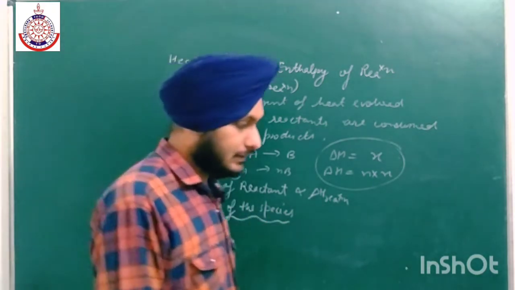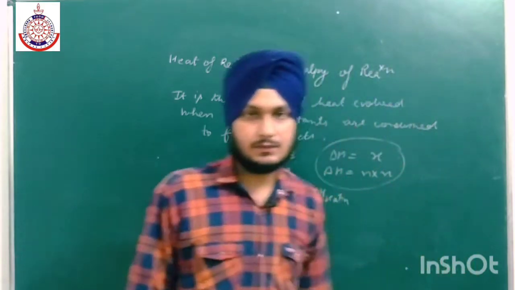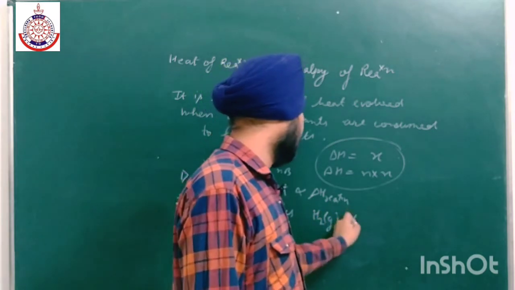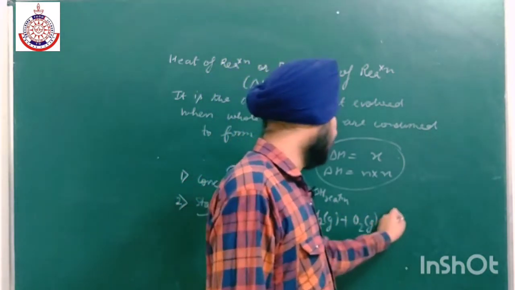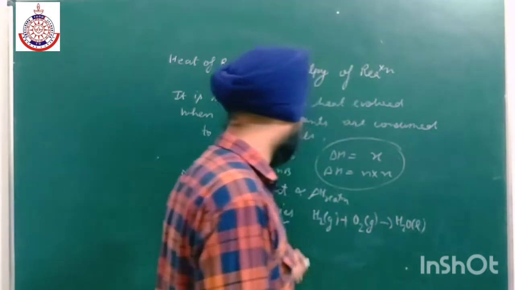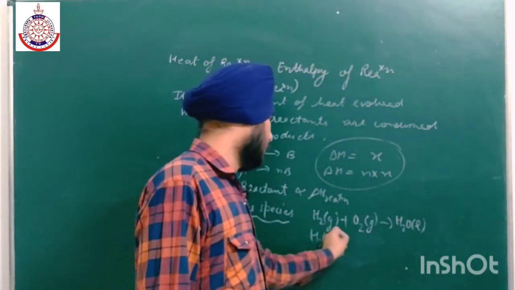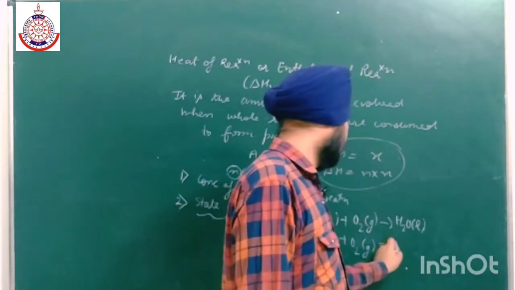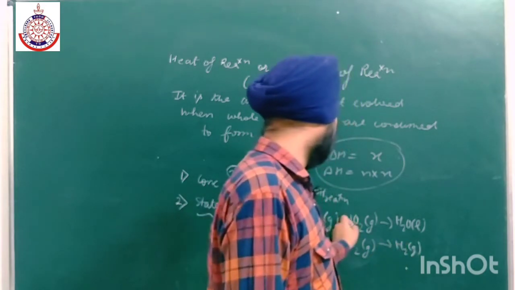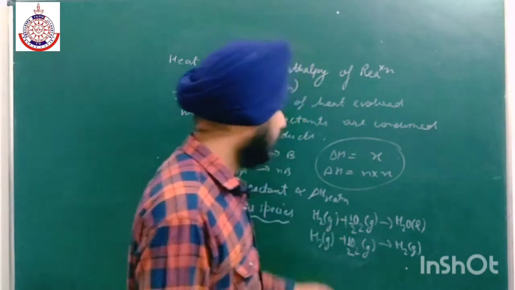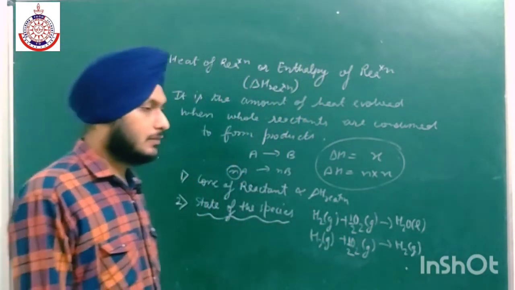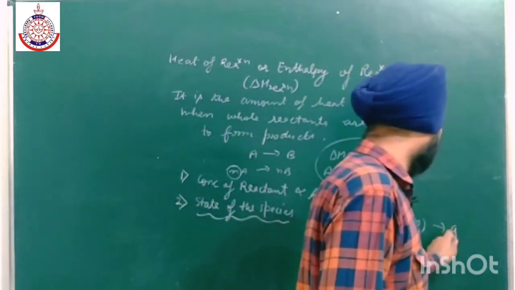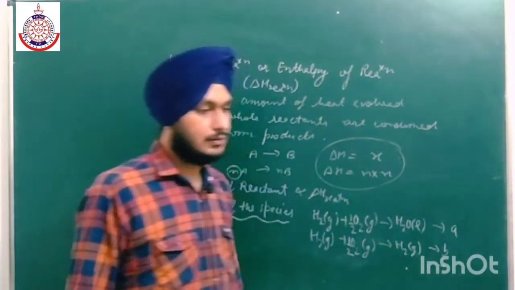If the states of the species are different, then delta H is also different, even for the same compound. For example, if we are forming H2O liquid and H2O gas from H2 and O2, then the delta H for both reactions is different. You don't need to remember the delta H value, it is always given in the problem. So if delta H for this is A, then delta H for this will be B. They will be different.